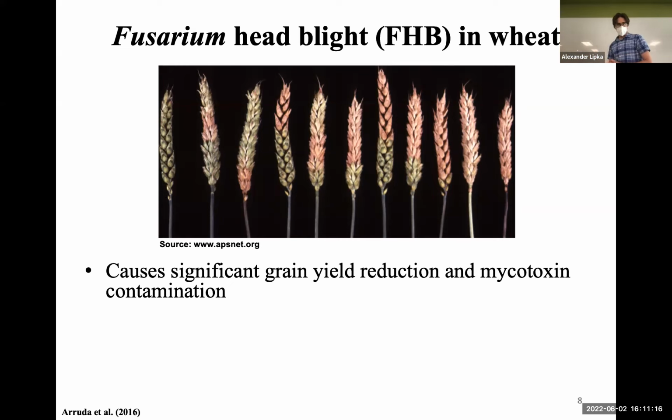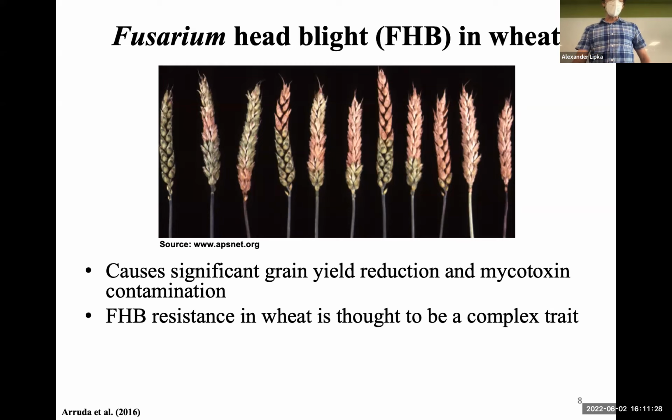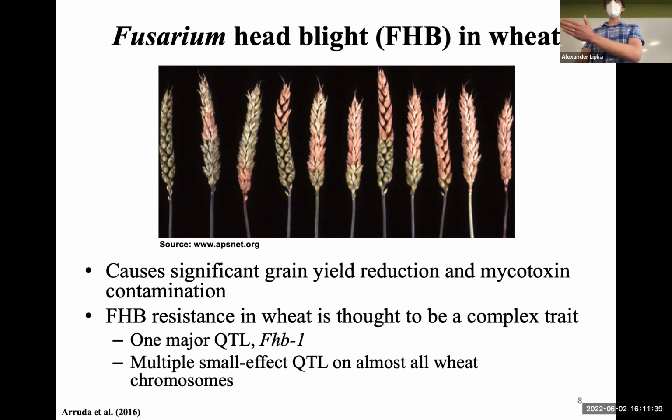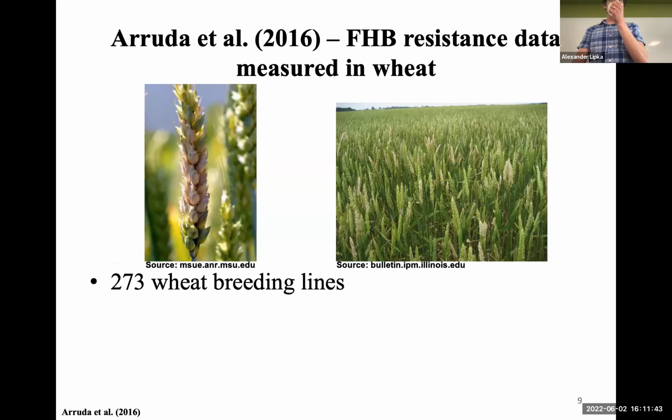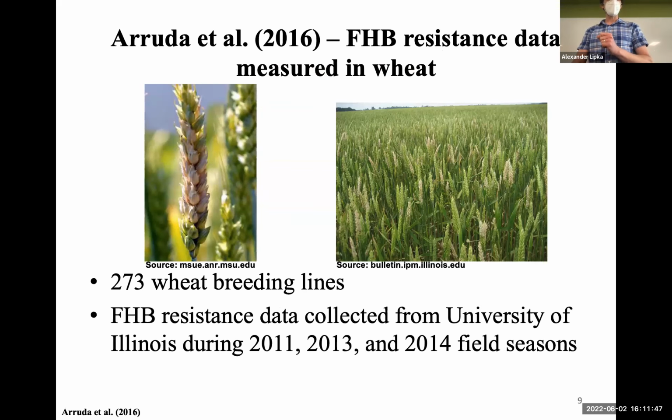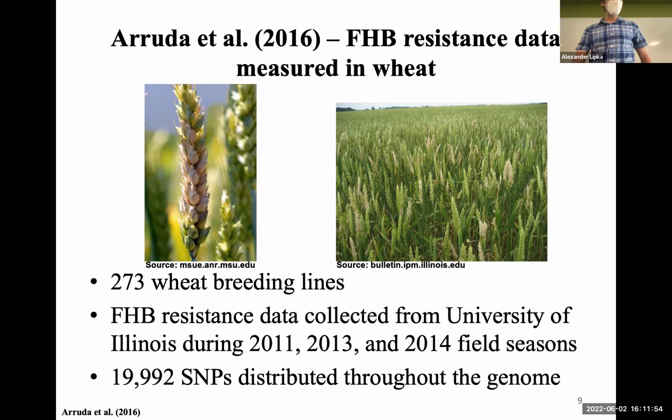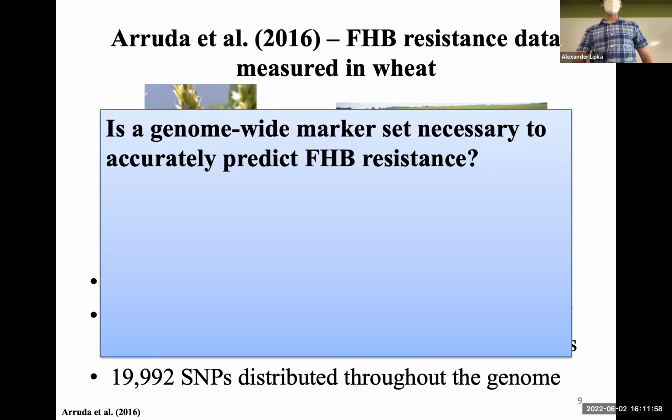But I contributed to this analysis for the genomic selection. So this is Fusarium head blight in wheat. It causes significant grain yield loss, and resistance to FHB is thought to be a complex trait where you have one major large effect QTL followed by a whole bunch of smaller effect QTLs, okay? So what was done was this. We had 273 breeding lines, okay? And then resistance to FHB was collected from 3 different field seasons, and we had 19,992 SNPs. And so we wanted to ask a very similar question to what we asked in the carotenoid results in maize. Is a genome-wide marker set necessary to accurately predict this trait?